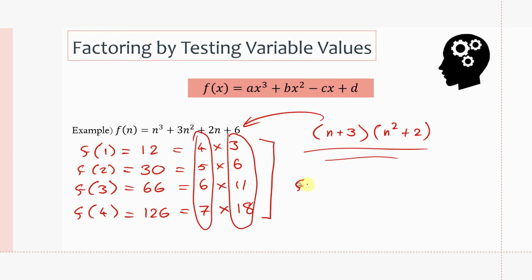So f of n will also equal this. So if you factor this whole polynomial, you get n plus 3 times n squared plus 2. And I know it's a little complicated to think about, and it takes a long time, and that's why it's one of my least preferred ways of factoring. But it's good to understand, it's good to know how to do it.